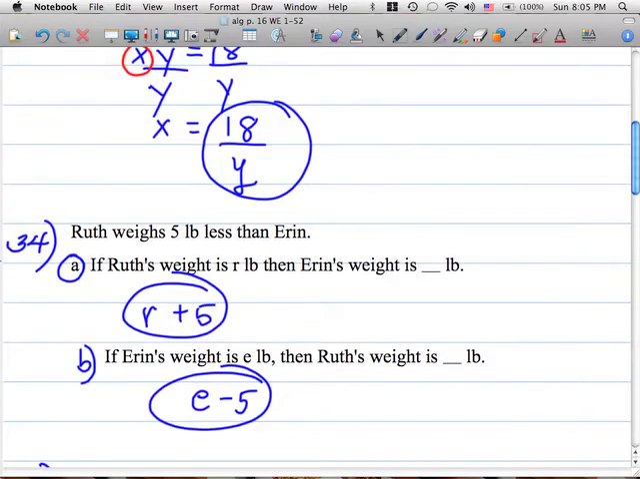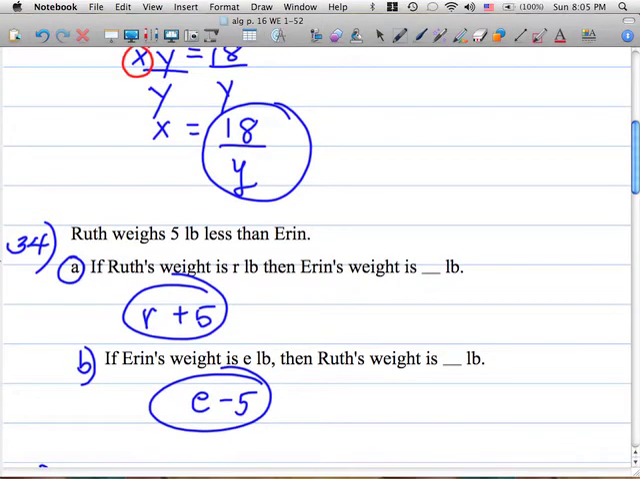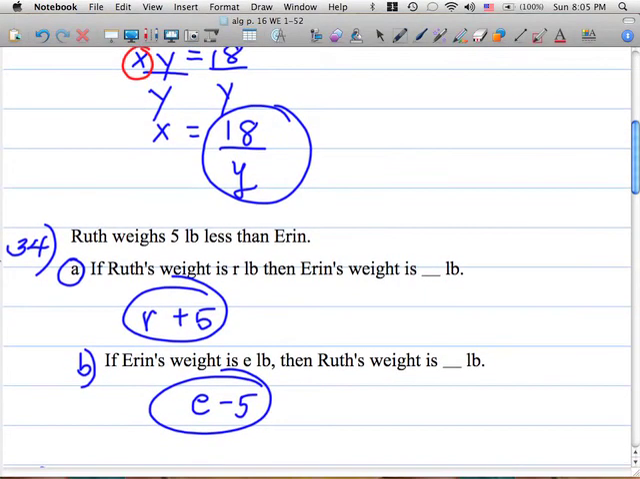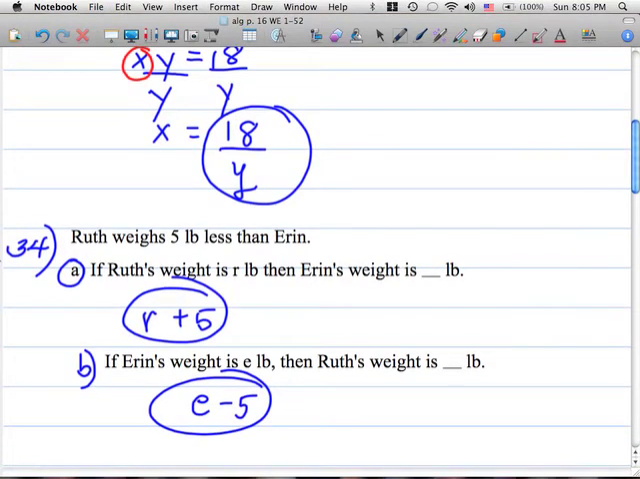Question B. If Aaron's weight is E, then how would you represent Ruth's weight? Well, if Aaron is E, and Ruth weighs 5 pounds less, then you'll have to take away 5 pounds from Aaron's weight, so E minus 5.